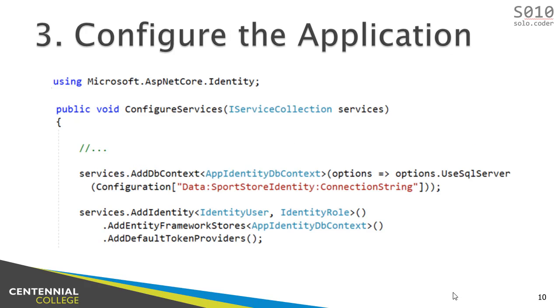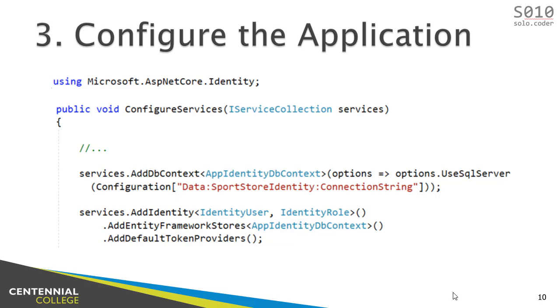So, with the context to the database, and with the connection string telling me the address of the identity database, we have to configure the services. Where is that located? Where is the configure services method? What is the name of the class that we have this method in? The startup class.